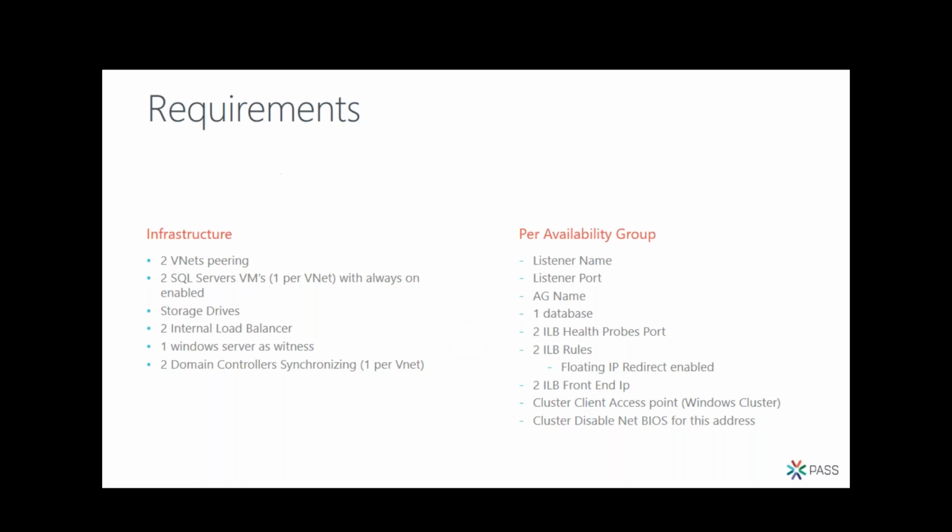So that is the infrastructure itself, what is necessary. But per availability group, what we need is a listener name, listener port, availability group name, one database, and two internal load balancer health probe ports. We're going to cover that.